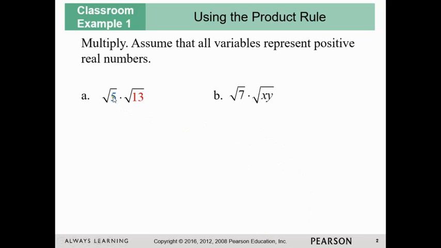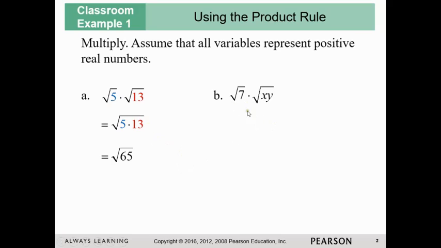So we have square root of 5 times square root of 13. The product rule of radicals implies that when we have a case like this where we have the same common index, our index here is 2 because they're the square root, we can multiply what is underneath the radical sign, which is the radicand. So we multiply the radicands here, and we end up with square root of 65. So remember the product rule for radicals.